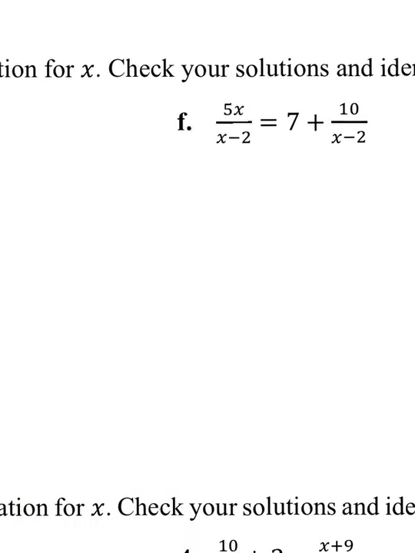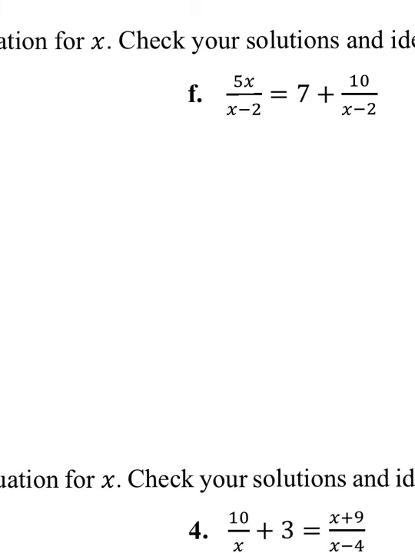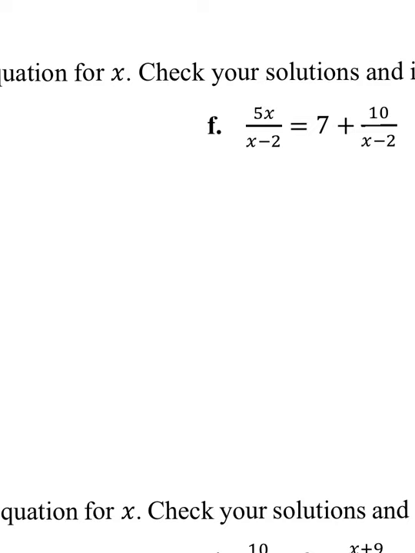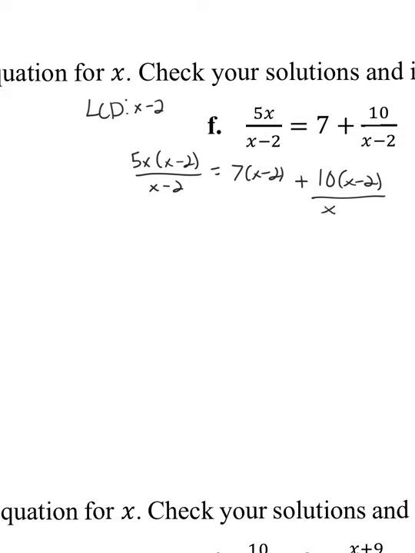Okay, let's look at one more problem here today. This is our last problem of the day. 5x over x minus 2 equals 7 plus 10 over x minus 2. Least common denominator, this one's actually not too bad, x minus 2. So I end up with 5x times x minus 2 over x minus 2. And then on the other side I get 7 times x minus 2. And then plus 10 times x minus 2 over x minus 2.